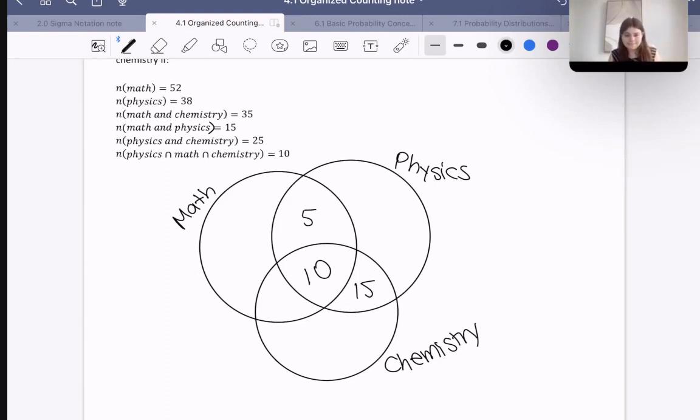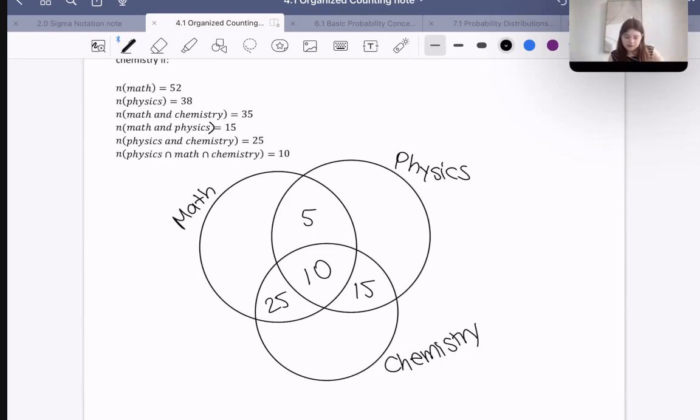Good. And then how many students take math and chemistry? Well, 35 of them. And we already accounted for 10, right? You take all 3. So that means 25 must take just math and chemistry and not take physics.